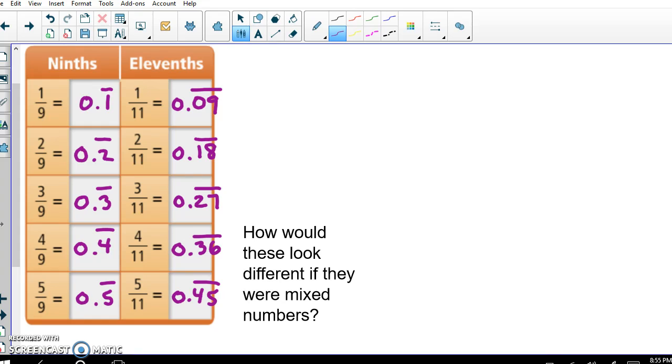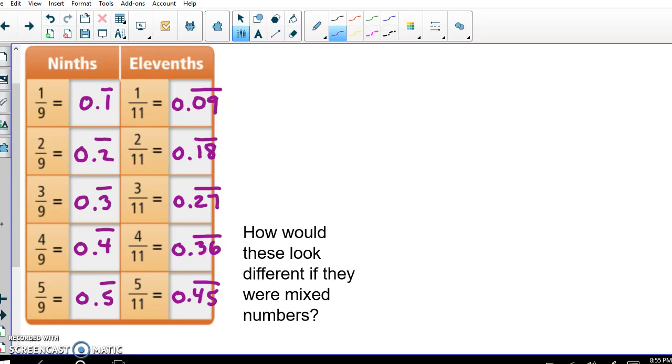All right, let's check it out. Hopefully your answers look similar to mine. So we definitely see some patterns with the 9ths and 11ths. With our 9ths, we can take our numerator, and that becomes the digit after the decimal point in a repeating pattern. So 1/9 is 0.1 repeating, 2/9 is 0.2 repeating, 3/9 is 0.3 repeating, and so on.